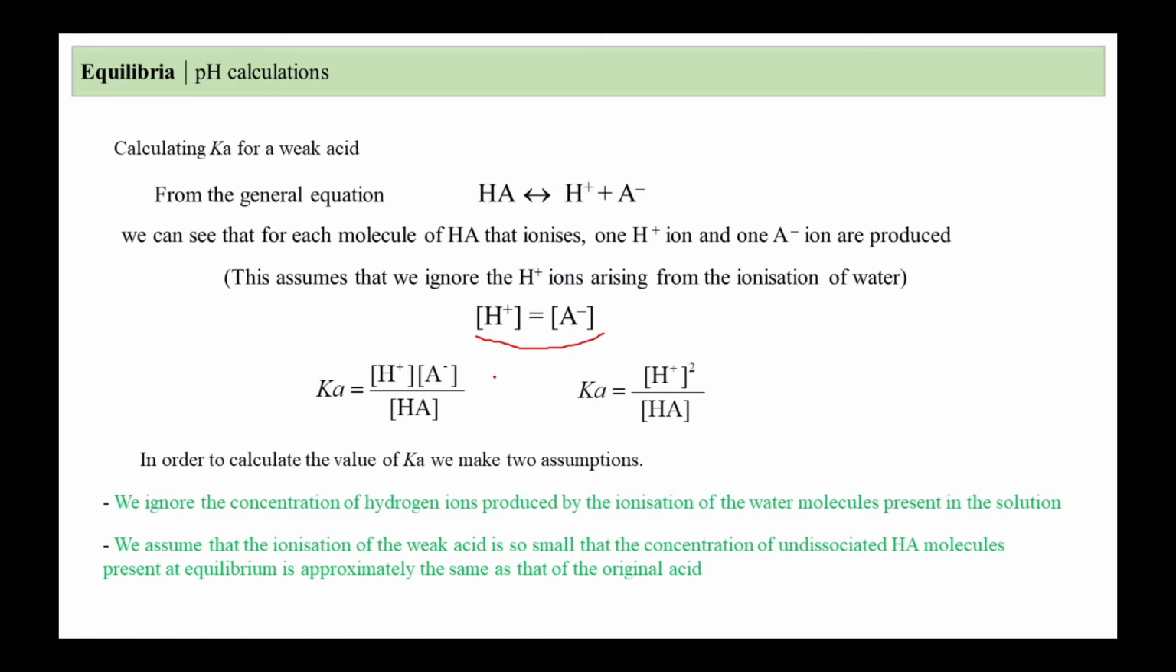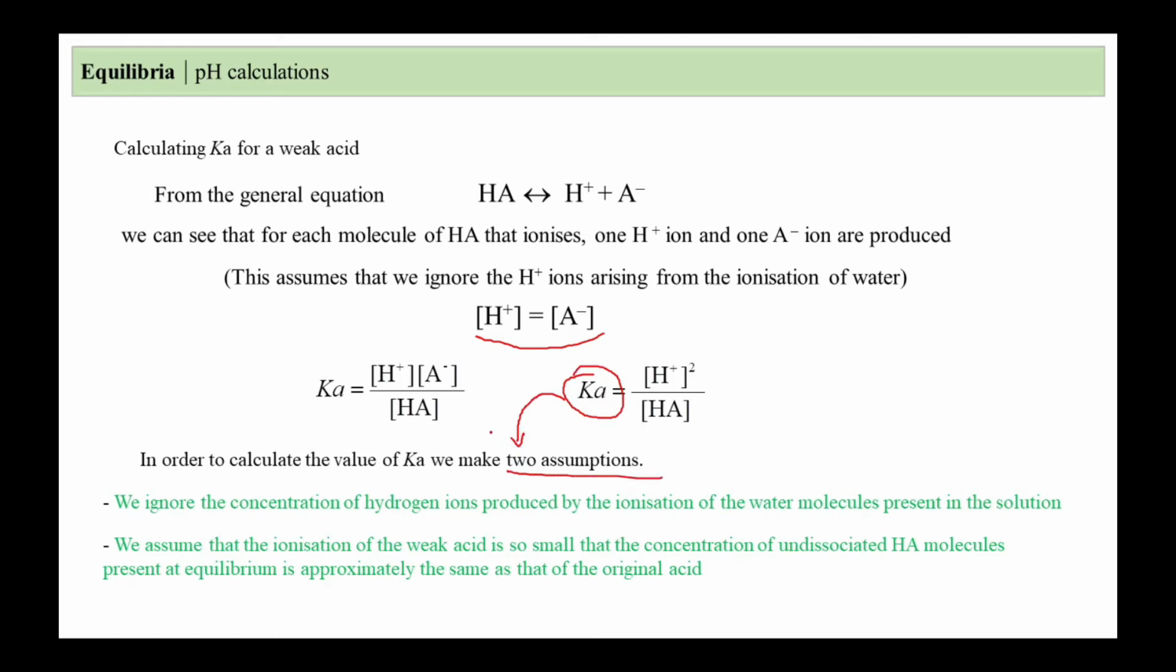After that, we can write the equilibrium constant, which is equal to the concentration of H plus ions times the concentration of A minus ions over the concentration of the acid. By replacing the concentration of A minus ions, we can write that Ka is equal to the concentration of H plus squared over the concentration of the acid. And here, in order to calculate the value of Ka, we will be taking into consideration two assumptions.